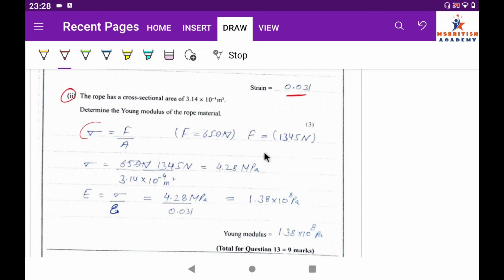So force is 1345 Newton upon area, and after calculating, it will come to 4.28 megapascal, and the Young modulus is stress upon strain, that is sigma upon epsilon, equal to 4.28 megapascal upon 0.031. After calculating, we will get our required quantity, Young modulus, as 1.38 into 10 raised to 8 Pascal.